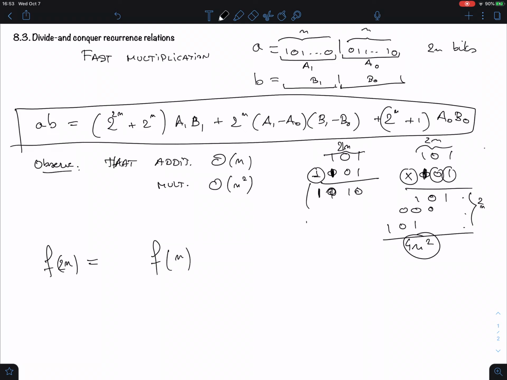Now these are the capital A's and B's that are numbers of size n. The original ones were numbers of size 2n. Okay, so we reduced it to a problem of size n. And how many times do we have to carry out that problem? 1, 2, 3 times.